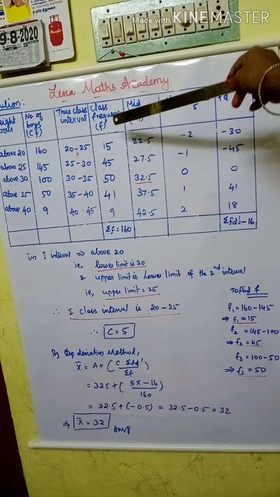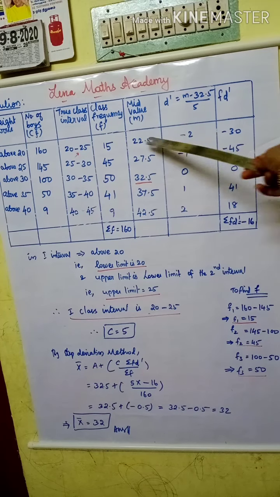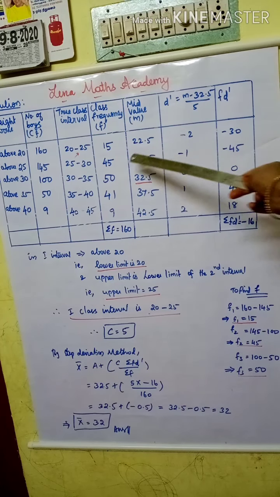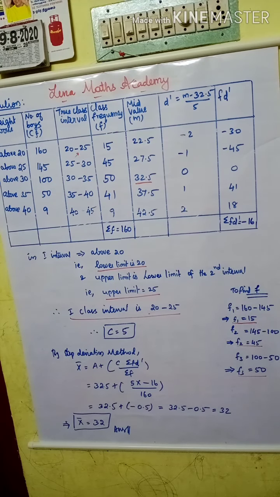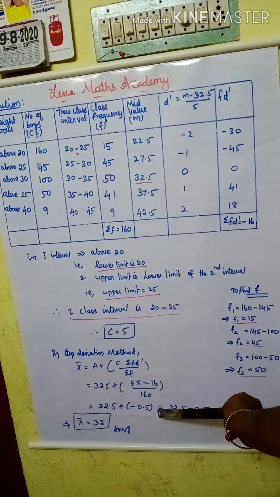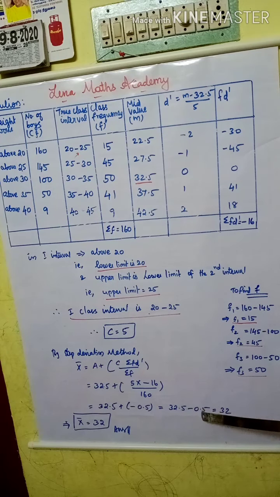Next f d dash, class frequency f times the corresponding d dash value: 15 into minus 2, minus 30; 45 into minus 1, minus 45; 50 into 0, 0; 41 into 1, 41; 9 into 2, 18. So summation of f is 160, summation of f d dash is minus 16. By the step deviation method, x bar equals a plus c into summation f d dash divided by summation f, which is 32.5 plus 5 into minus 16 divided by 160. After simplification we get 32.5 minus 0.5, 32. So x bar value is 32.